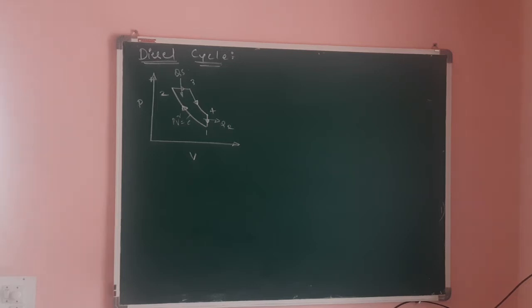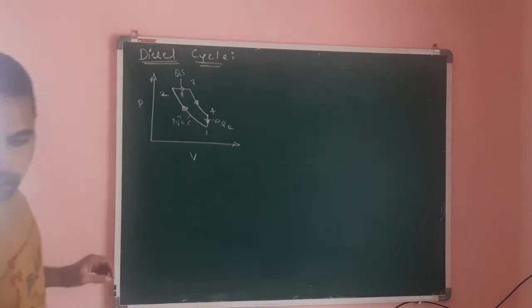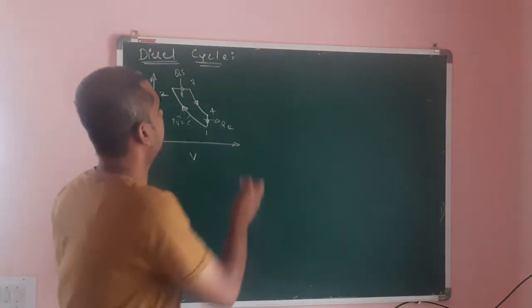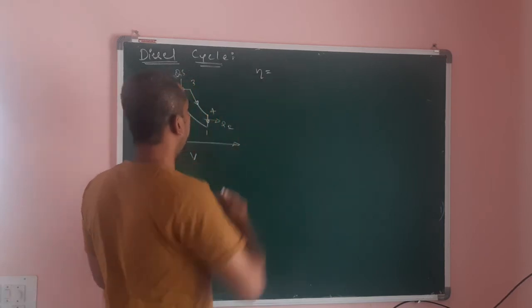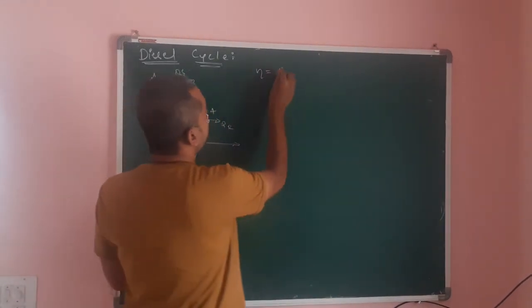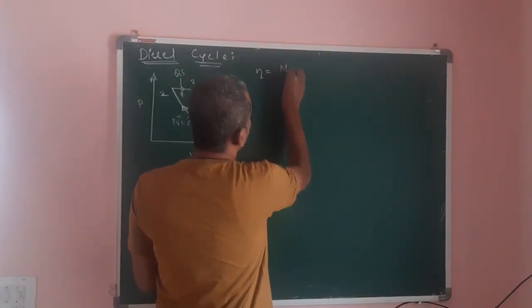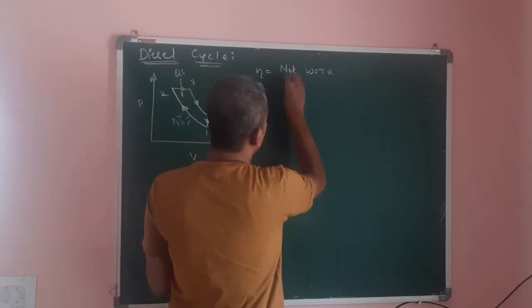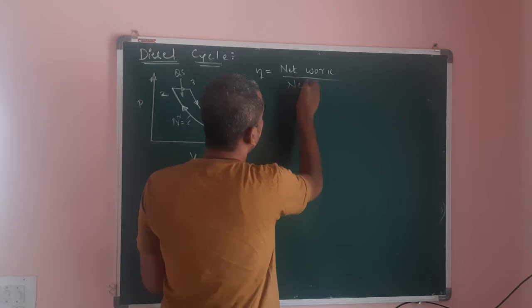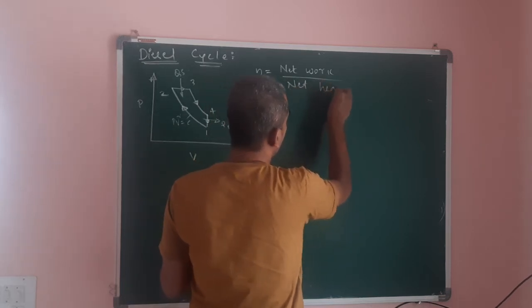Efficiency can be given as output by input, always. Output is net work done. Net work done divided by net heat supplied.